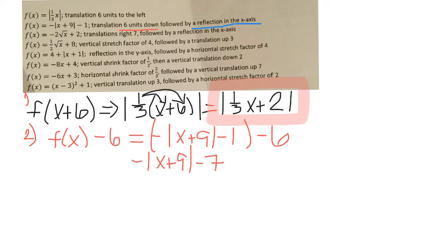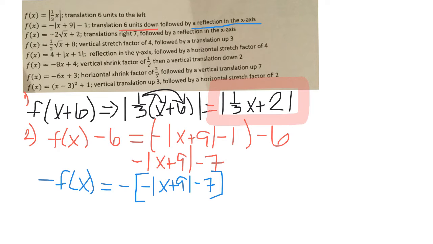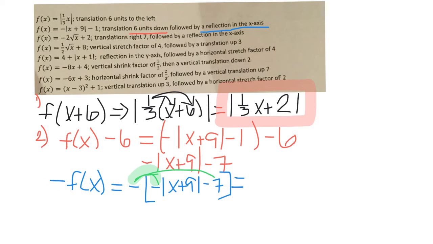And the next is reflection in the x-axis. So that's negative f of x, which means negative times the whole function, minus 7. So that has to distribute in front and distribute behind it. I didn't mean for it to be highlighted. So we get positive absolute value of x plus 9 plus 7.